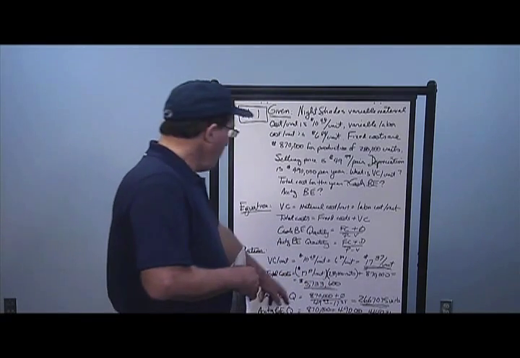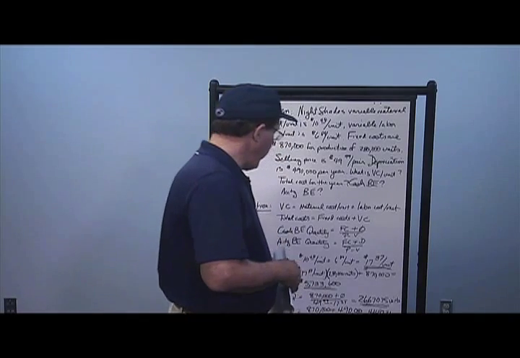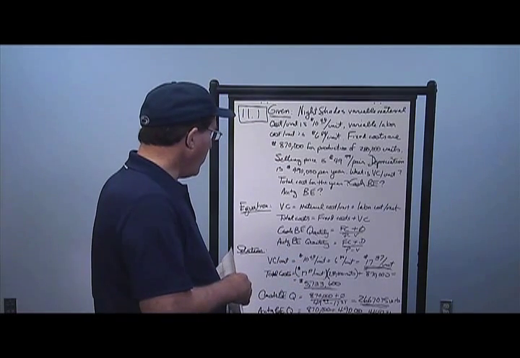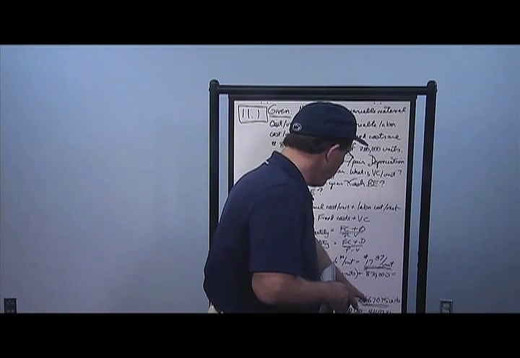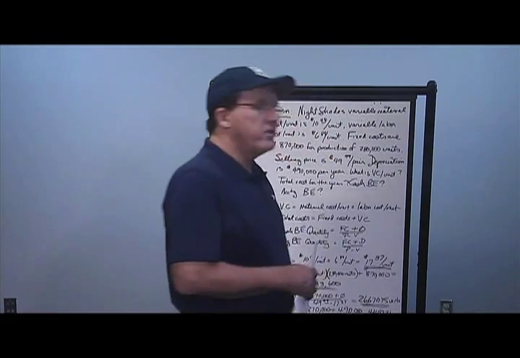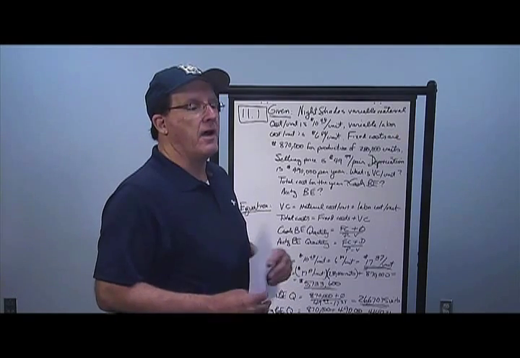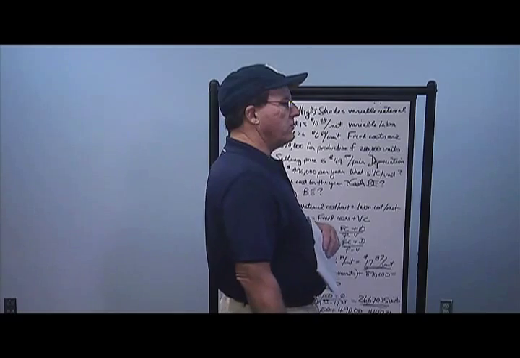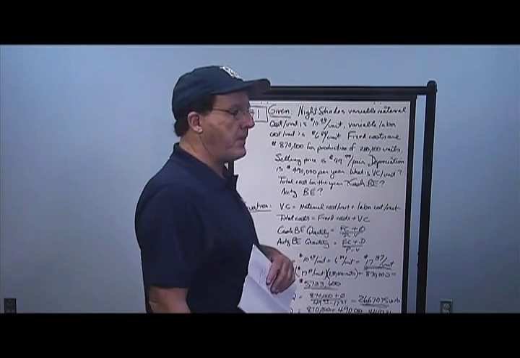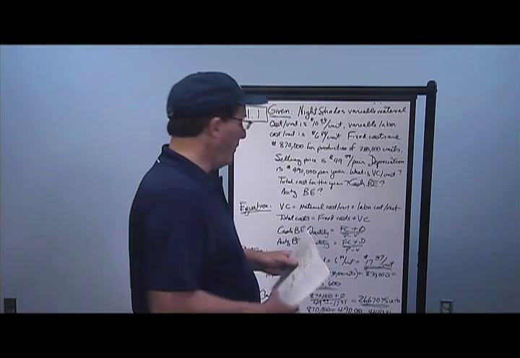The cash break-even quantity is fixed cost plus 0 over P minus V, so $870,000 plus 0 over $49.99 selling price minus $17.37 variable cost per unit. My cash break-even point is 26,670.75 units. This is the number of sunglasses I have to make and sell to break even on a cash basis, where OCF equals 0.